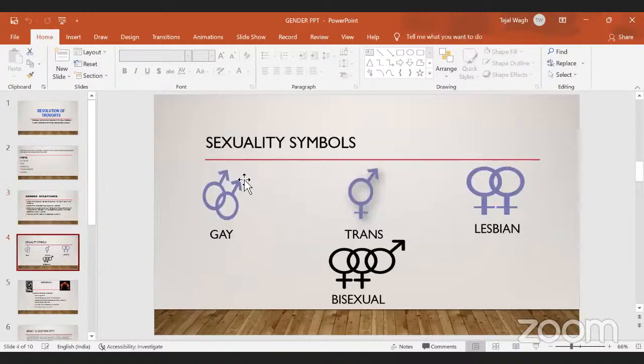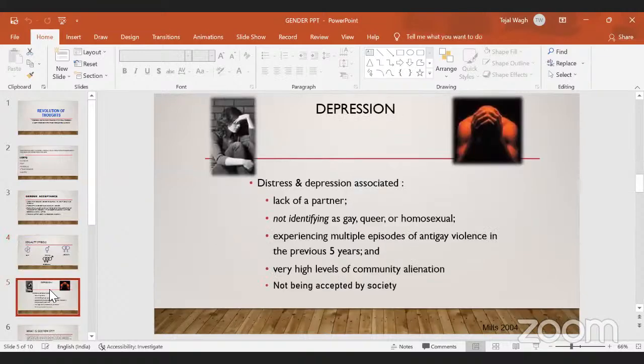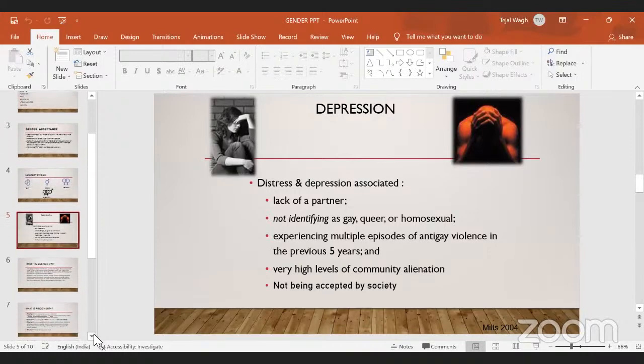These are some of the symbols that represent the genders. The first one is gay, second one is trans, third one is lesbian, and fourth one is bisexual. These people, lesbians, gays, they go through tremendous depression while they are coming through these stages. If they want to come out, then they have lots of issues because society's acceptance is an issue. There are lots of hormonal changes in them, so they face depression, anxieties, PTSDs. These kinds of things happen to them on a normal basis. So it is an issue according to me.